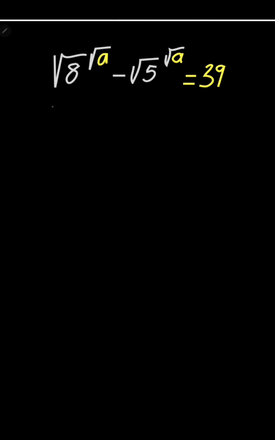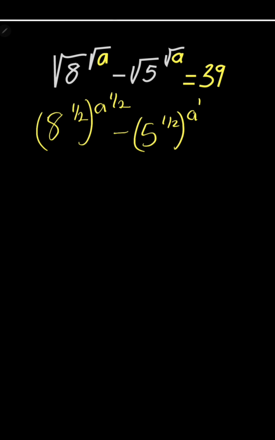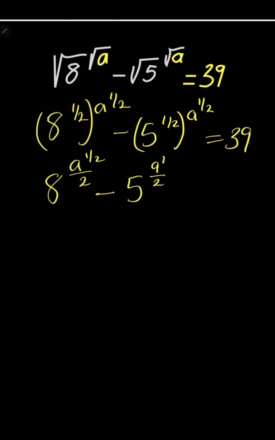So this is the same thing as calling it 8 raised to the power of half, then raised to the power of a power half, minus 5, since square root of 5 is 5 raised to the power of half, then a again raised to the power of half. Everything is equal to 39. So I can call this 8 raised to the power of a power half over 2 when you multiply by the half, minus 5 raised to the power of a power half over 2. Everything is equal to 39.